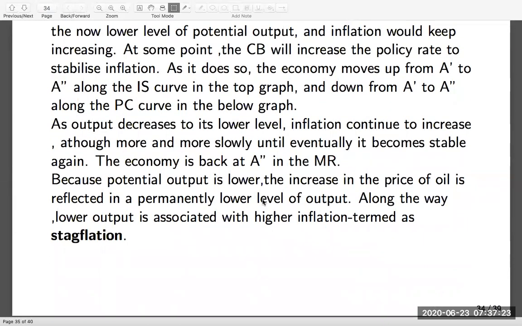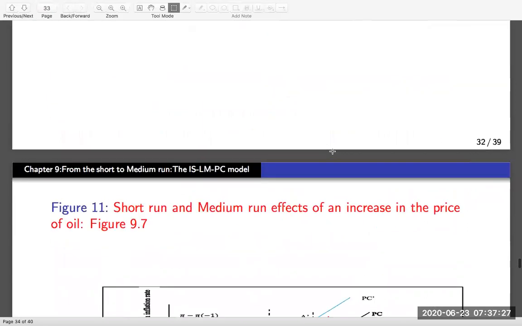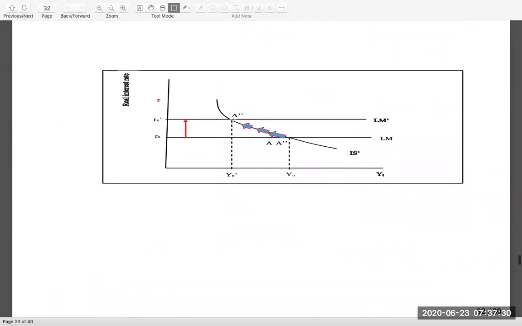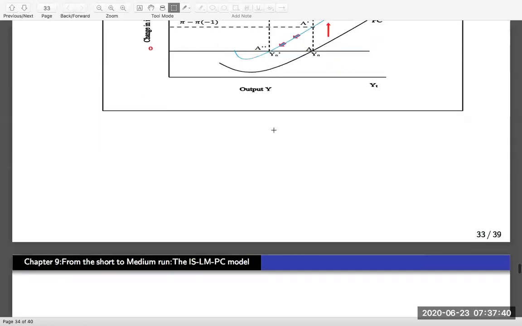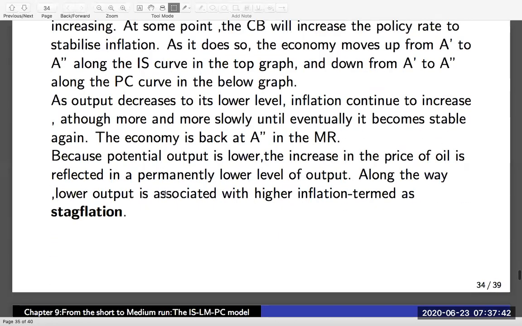So the economy is back at point A. In the medium run, for this graph, it will go back until it is at this point, where we are at a new Yn in the medium run. It's coming up to this point, which is a new natural level of output.